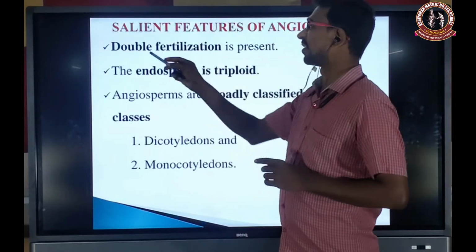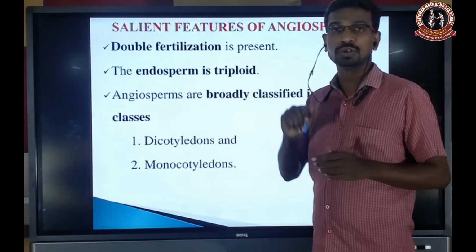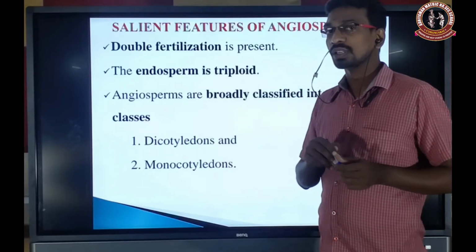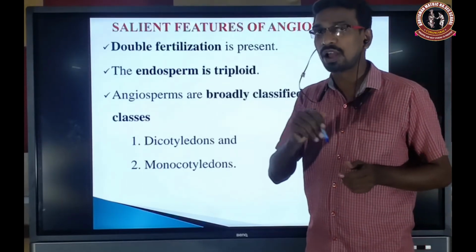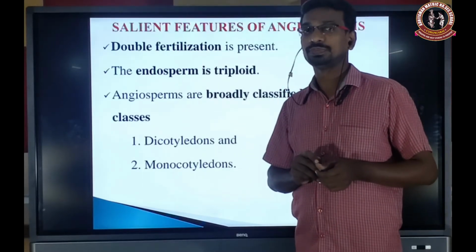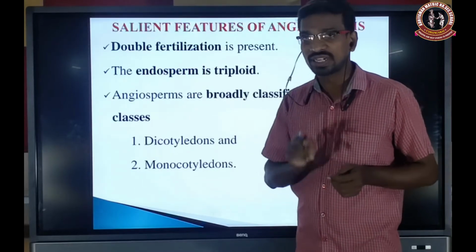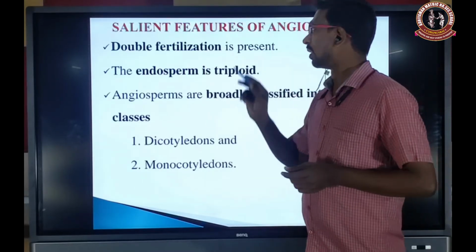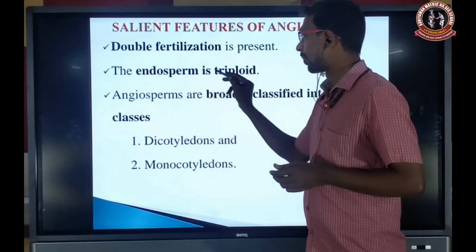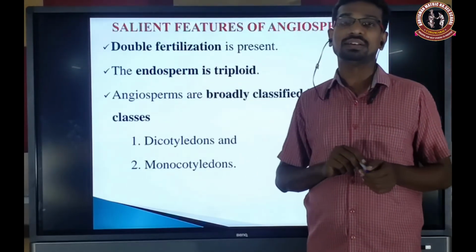Due to the double fertilization, the endosperm is triploid in angiosperm. But in gymnosperm, the endosperm is haploid. Why? Because double fertilization is absent in gymnosperm. That's why in gymnosperm the endosperm is always haploid. But in angiosperm, the endosperm is a product of double fertilization.